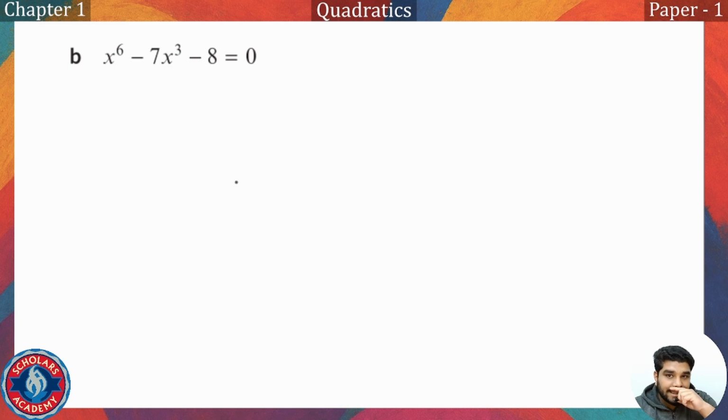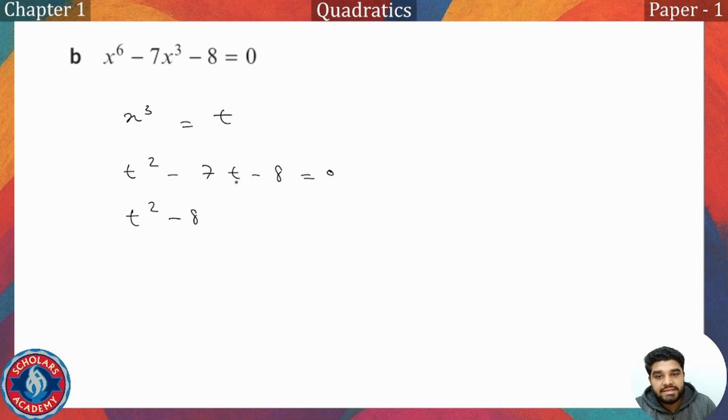So the substitution that I can do over here is I can take x cube as t. So my quadratic equation will become t square minus 7t minus 8 is equal to 0. From here, now the product is negative 8, the sum is negative 7. I can get t square minus 8t plus t minus 8 is equal to 0.